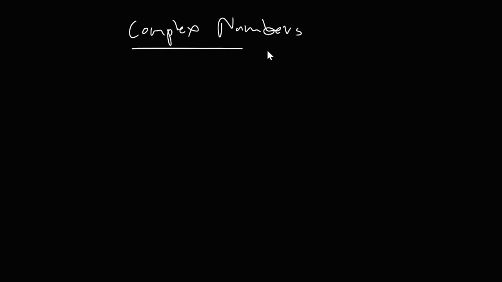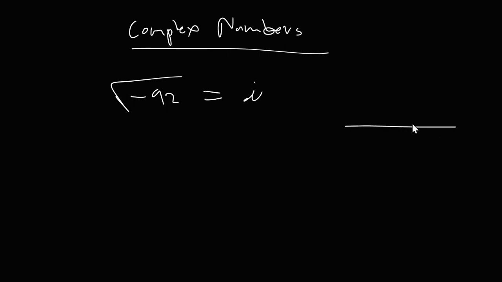Complex numbers. So in your math journey, you have come across a case where you wanted to compute something like the root of -92, and you put it in your calculator and it gives you something with an i and you don't know what it is. So let's go back to the mapping of numbers. We have a line of real numbers here and we have imaginary numbers.